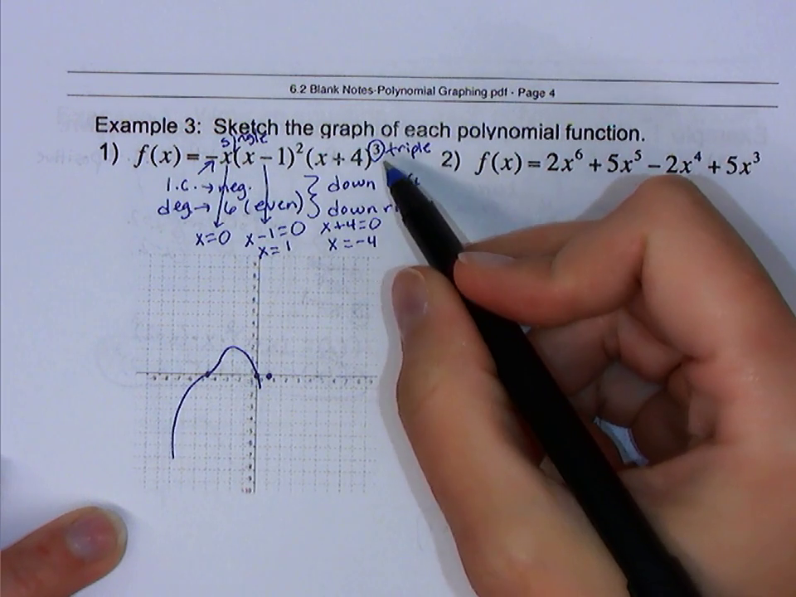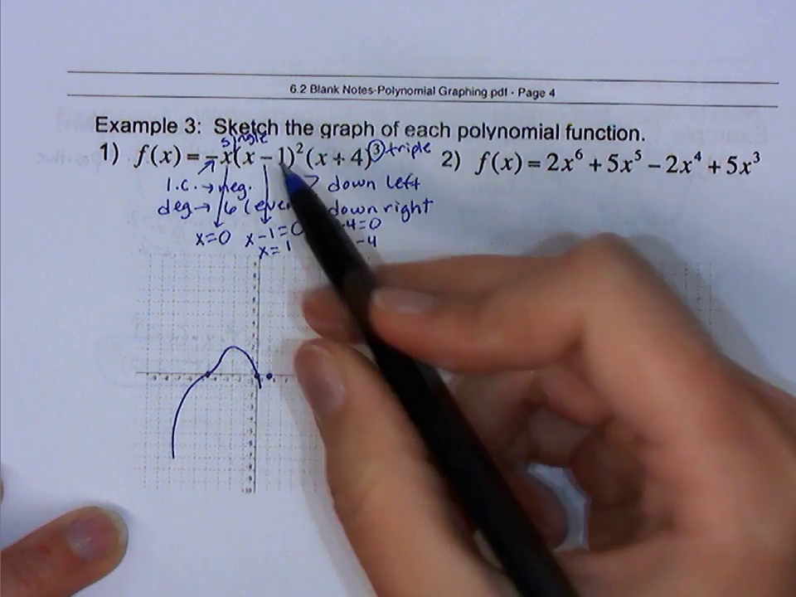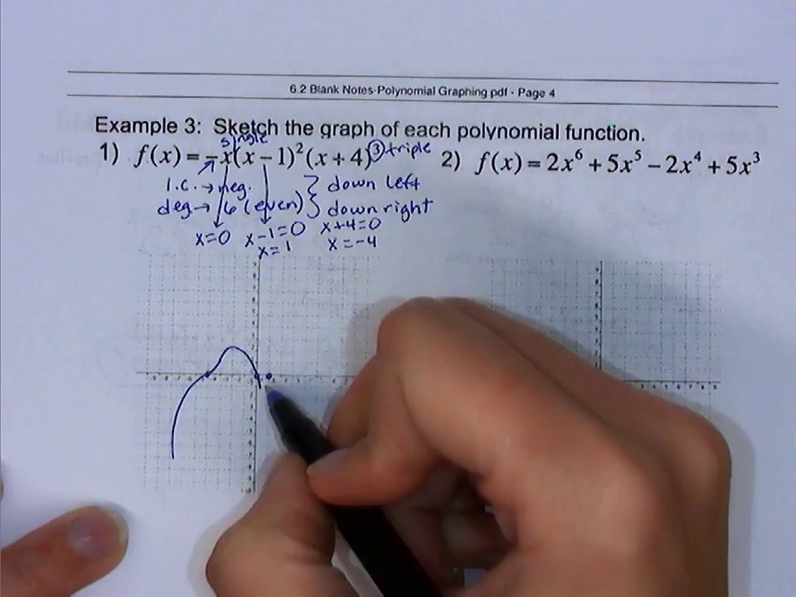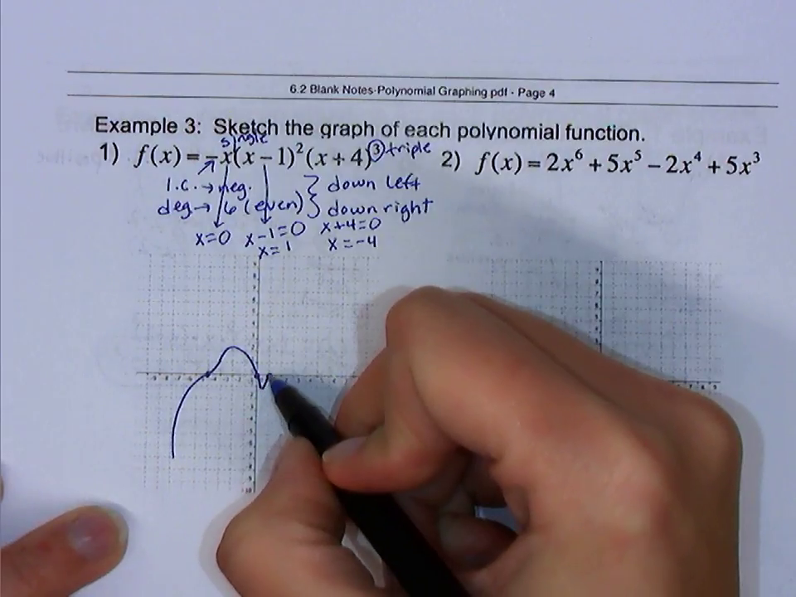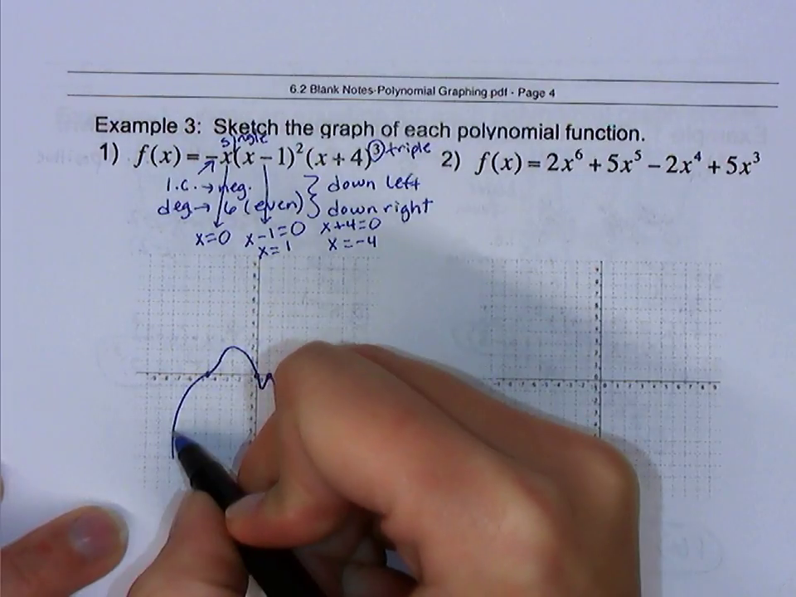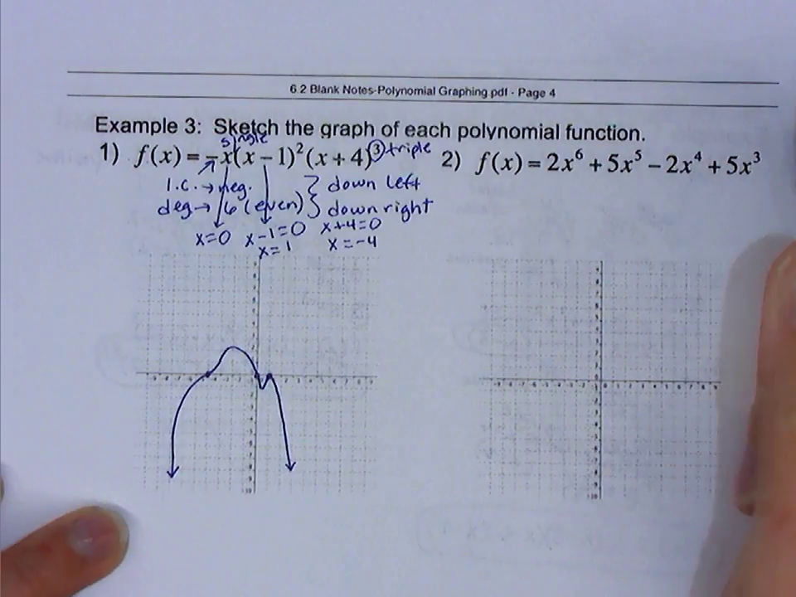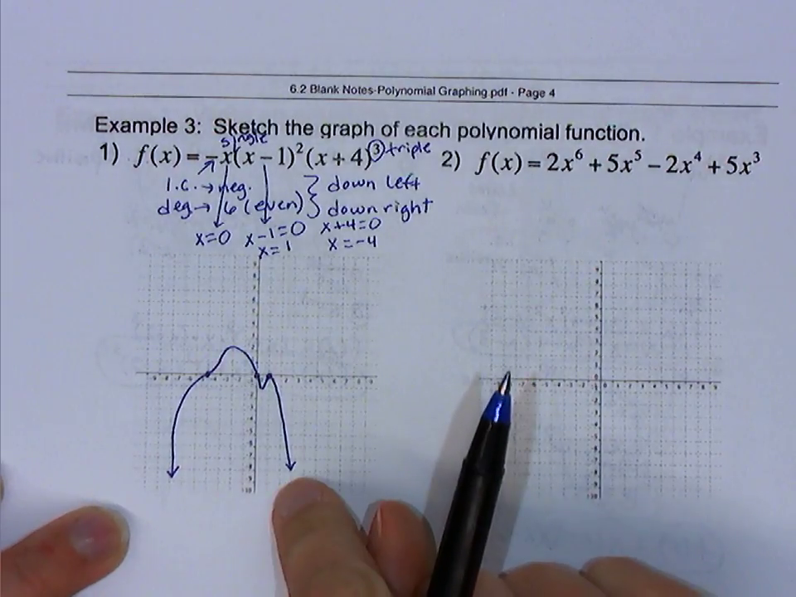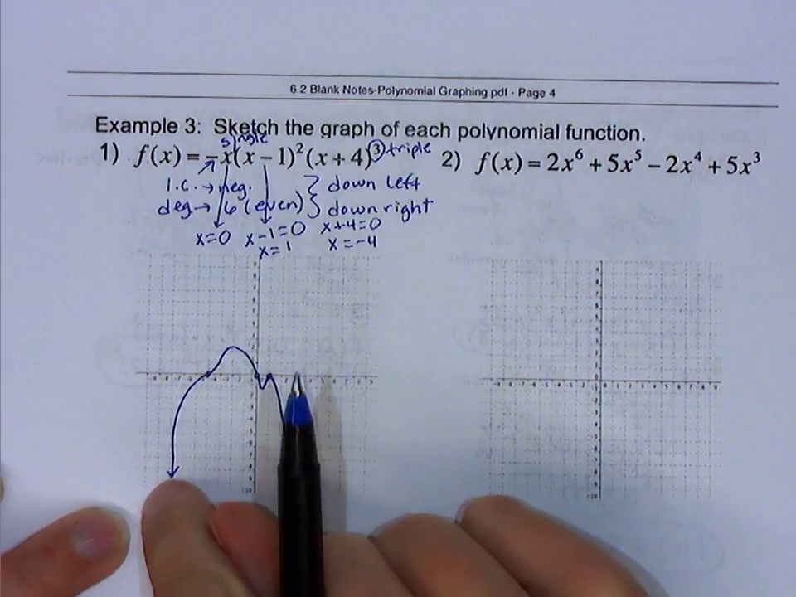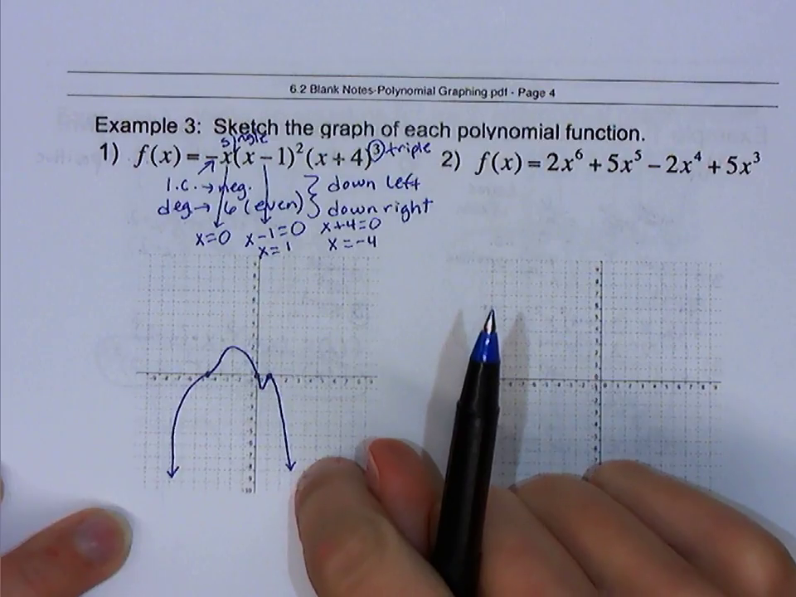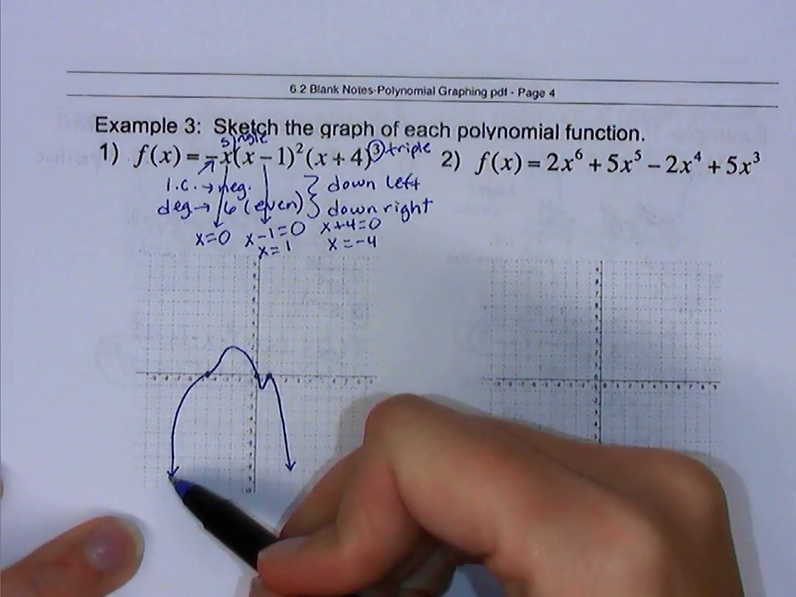And then I have at 1, I have a double. So remember what happens at a double. It's going to hit it and go right back down. And this makes sense because your end behavior is supposed to go down on the left and down on the right. Okay, so I started down here.